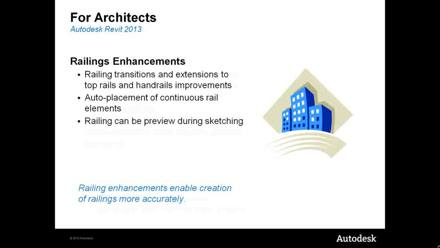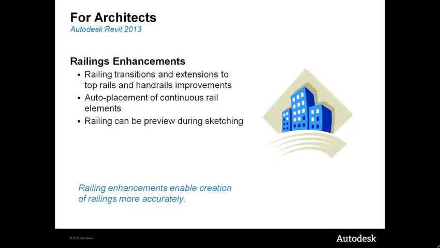First, Place on Host. This enables you to access the auto-placement functionality currently used when railings are automatically placed during stairs or ramp creation. The other choice is Edit Path, which brings you into Edit Railing Path mode. Railing can be previewed during sketching.